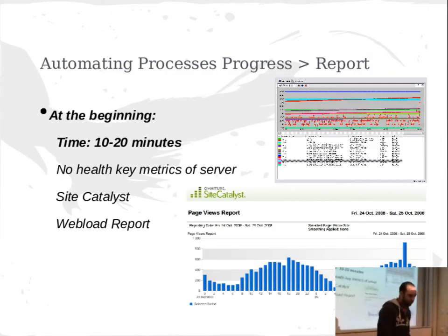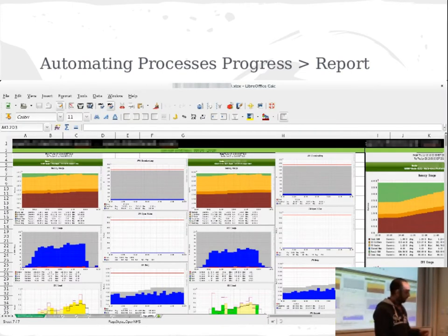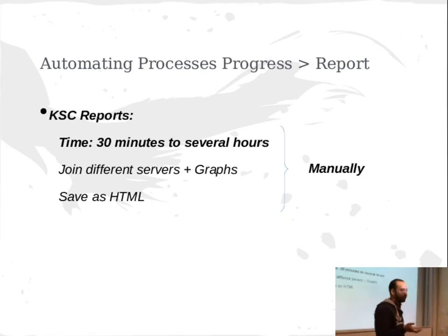Well, at the beginning, we did a report using Site Catalyst and WebLoad reports. That takes, I don't know, 10 or 20 minutes. But we didn't have health metrics of the servers. Then we started to use a spreadsheet to copy and paste all the graphs. That's a manual process. It's awful, I recognize that. But we have OpenNMS graphs. This is an example. This is the Excel with all the copy and pasted graphs in the document. Then we discovered cases reports.